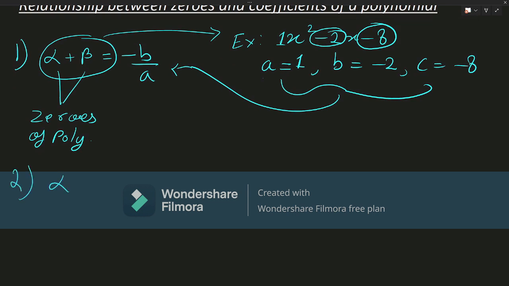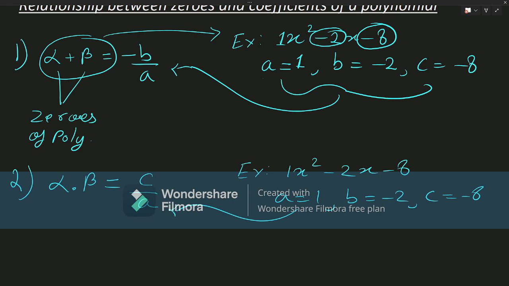Now the second is alpha into beta, or the multiplication formula, that is c upon a, right? Now let's take the same example, 1x square minus 2x minus 8, a is equal to 1, b is equal to minus 2, c is equal to minus 8. Now here we will implement the values of a and c. So it will be minus 8 only. Since a's value is 1, it will come in the denominator. And whatever value they have mentioned in the question for alpha and beta, or the zeros of the polynomial, you will put them here.